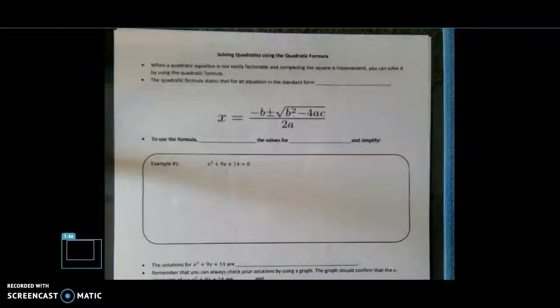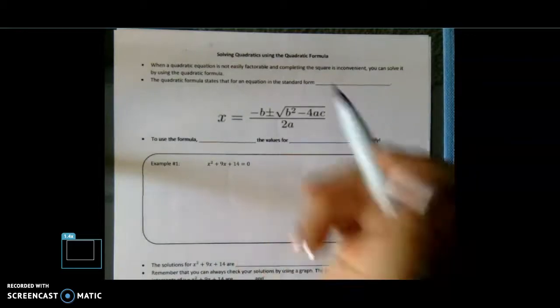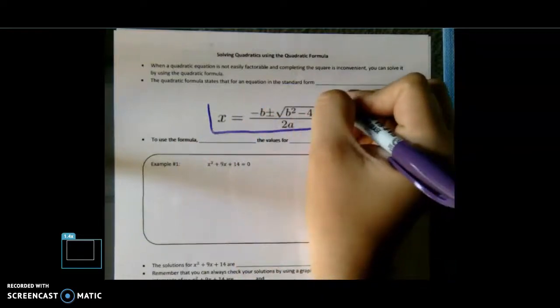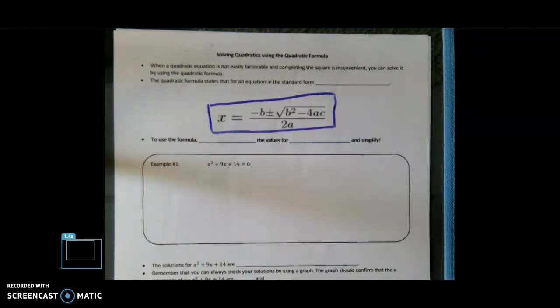Hey guys, today this is part one of using the quadratic formula. This is a formula that you should see on your reference chart, okay? It is on your reference chart. This is a wonderful method of how to find your solutions, zeros, or x-intercepts. We've talked about that before.